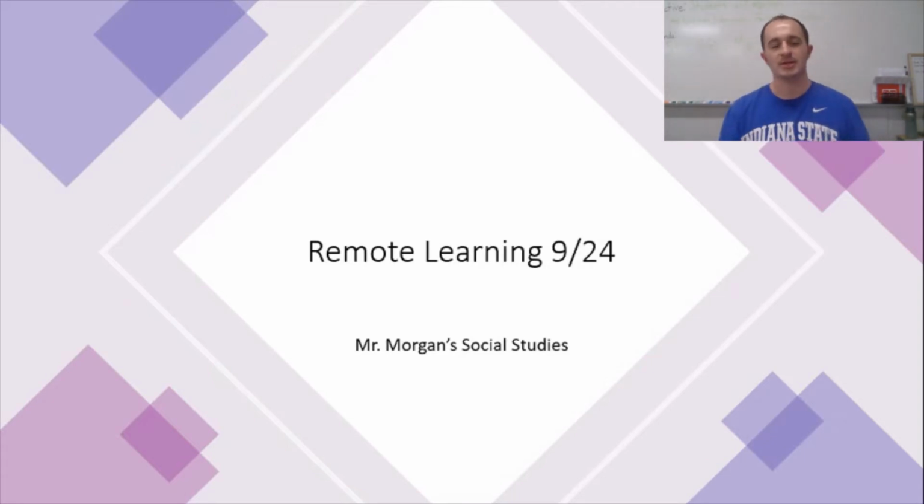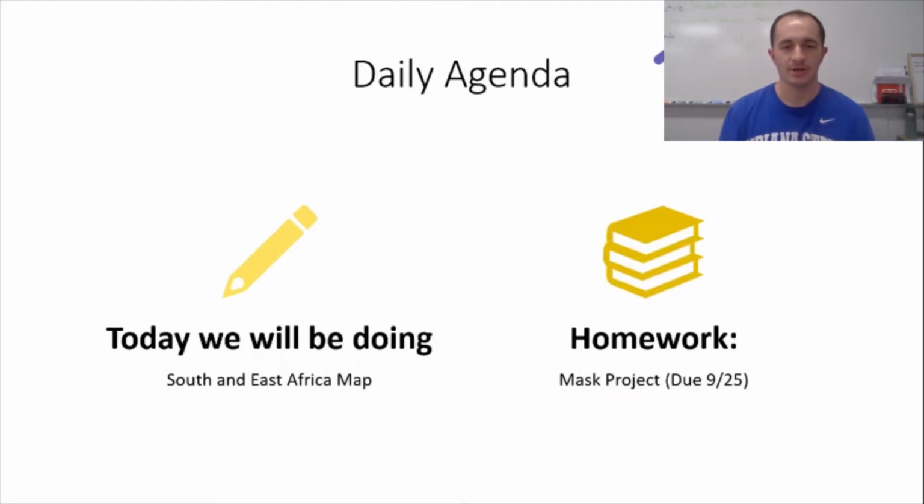So yesterday we started our new unit. Our new unit is Southern and Eastern Africa. So we watched our videos yesterday talking a little bit about the area, a little bit about the history and about the geography. So just like we did in the first chapter over Western and Central, we talked about the map and geography. So we're going to do the same thing today.